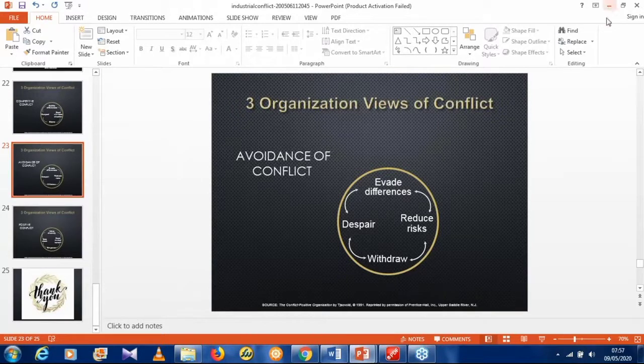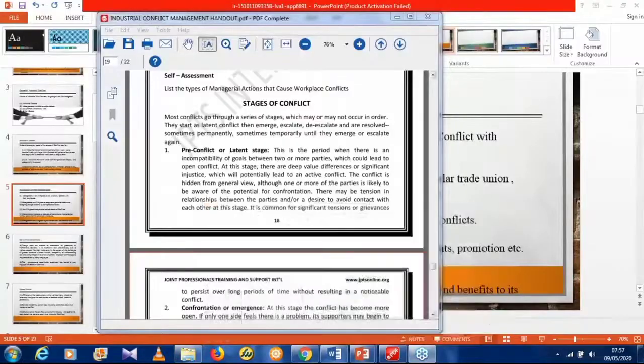Now, quickly, I want to talk about the stages of conflict. We have five stages of conflict. Number one is the pre-conflict or latent stage. We also have the outcome and the post-conflict. Before that, we have the confrontation or emergence stage. Okay, we have five different stages.